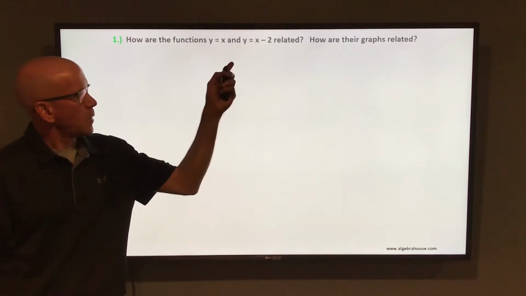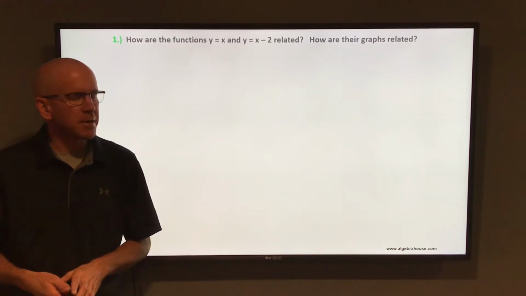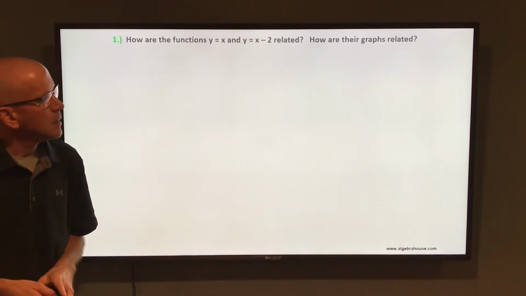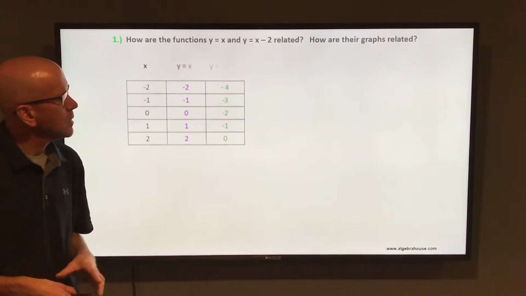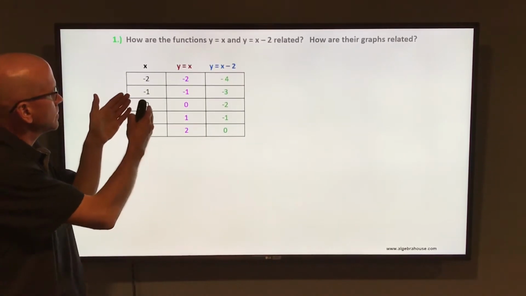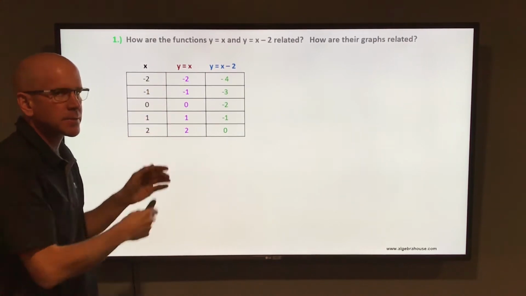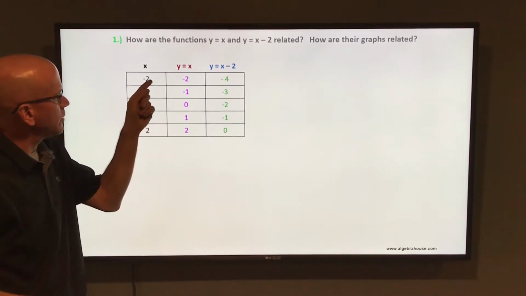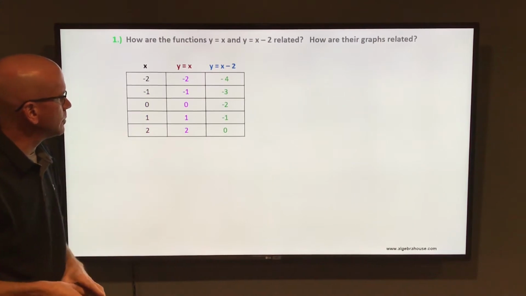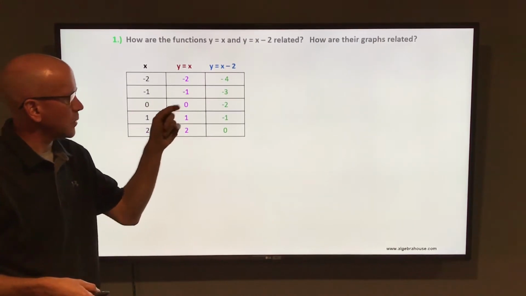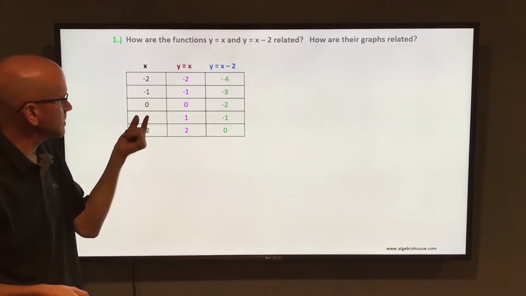How are the functions y equals x and y equals x minus 2 related? And how are the graphs related? Well, if you look at the coordinate chart, if you put values in for x into y equals x, so if you put negative 2 in for x, y is going to be negative 2. If you put negative 1 in for x, y is going to be negative 1. So these are the x values, these are the y values.